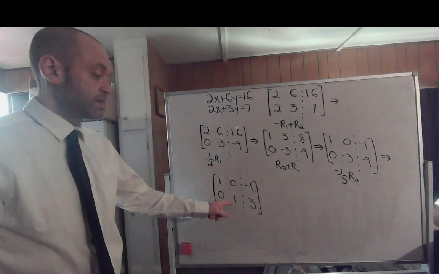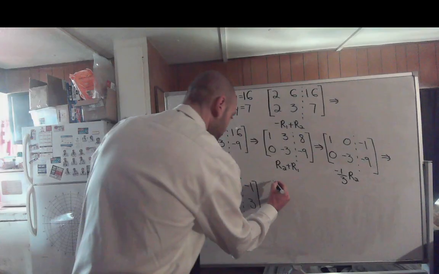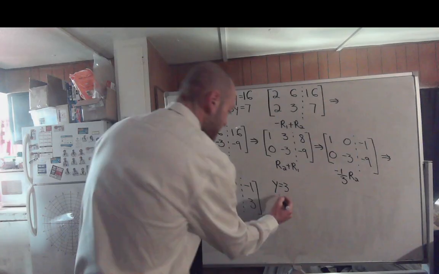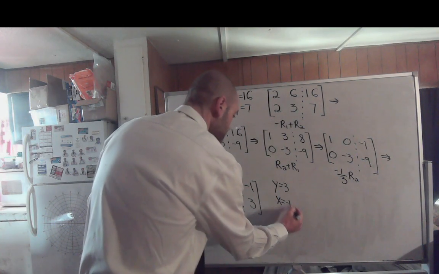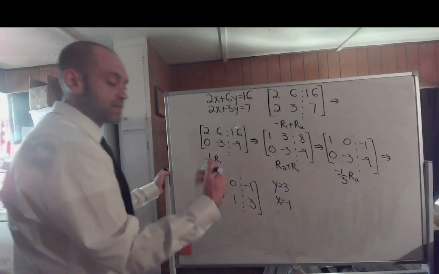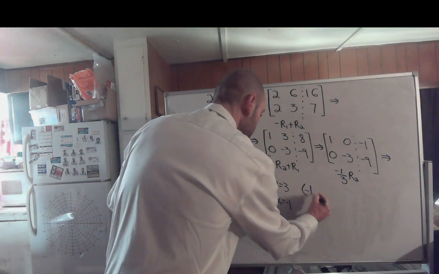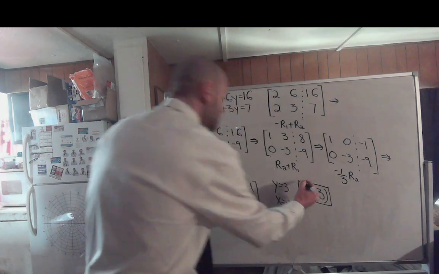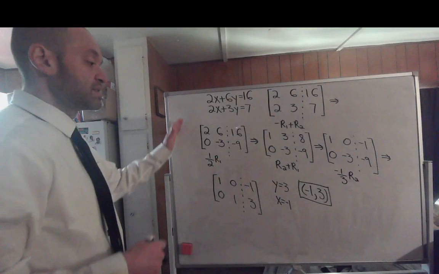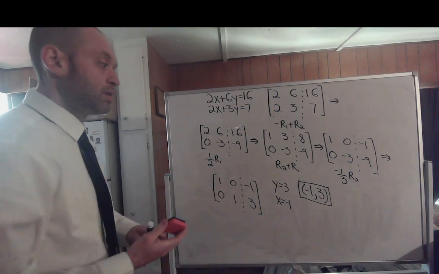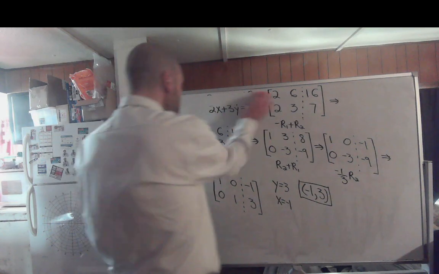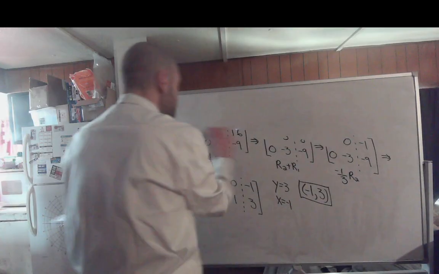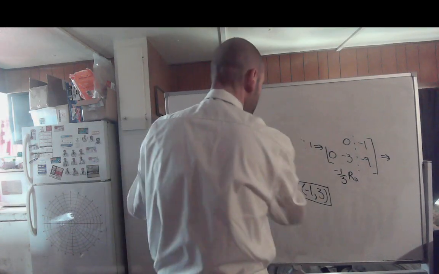This tells me my direct y value is 3. My direct x value is negative 1. So the ordered pair that's going to be my solution to this system is going to be negative 1, 3. So there is the ordered pair that's the solution to this system. All right. So there was some introductory 2 by 2s. Let's get into some 3 by 3s.